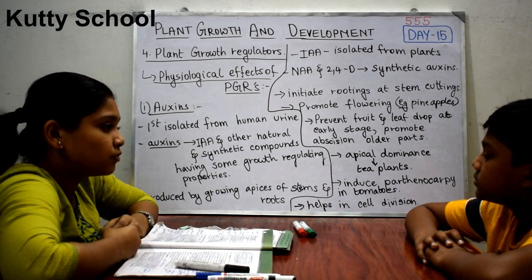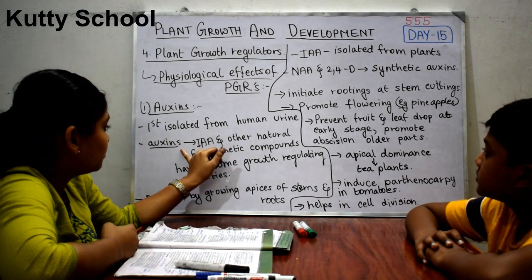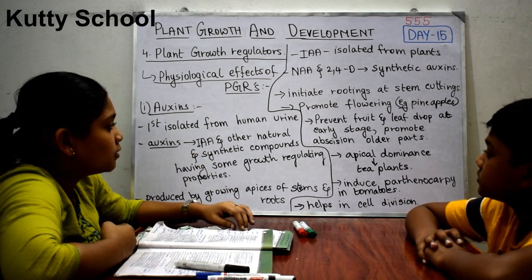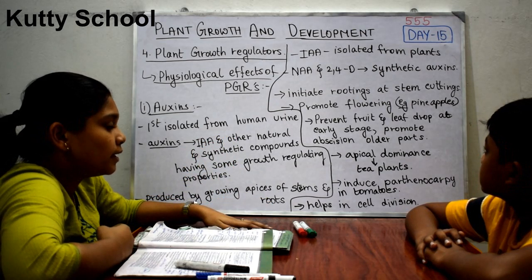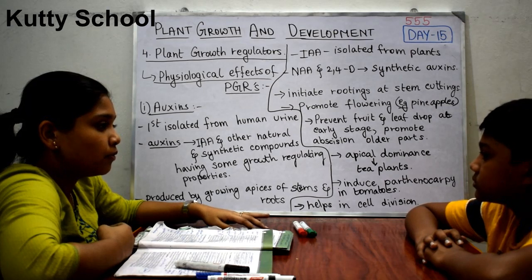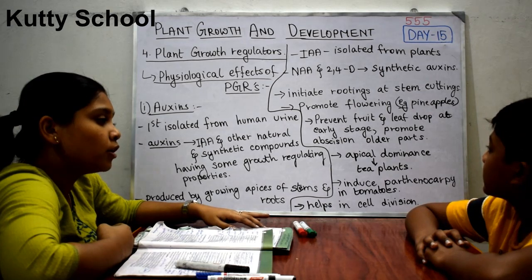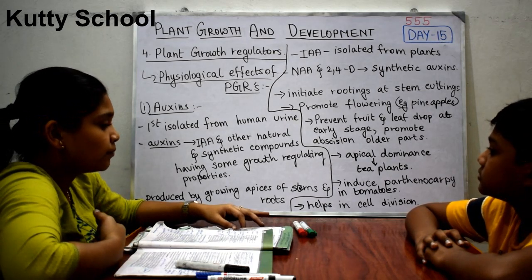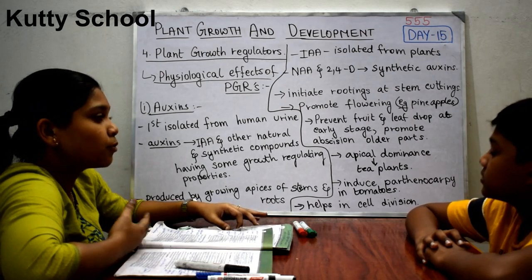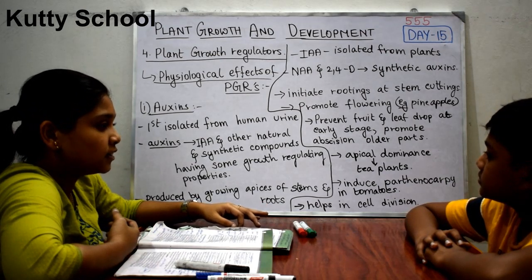These auxins promote flowering in plants. For example, in pineapples, if you apply these auxins, it starts to flower. These auxins prevent fruit and leaf drop at an early stage. And they promote abscission of older parts. Abscission is nothing but the shedding. It promotes abscission of older parts like decaying leaves, but it prevents the falling of early stage parts in plants.